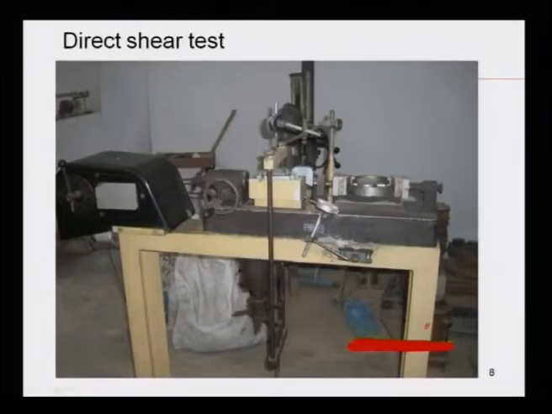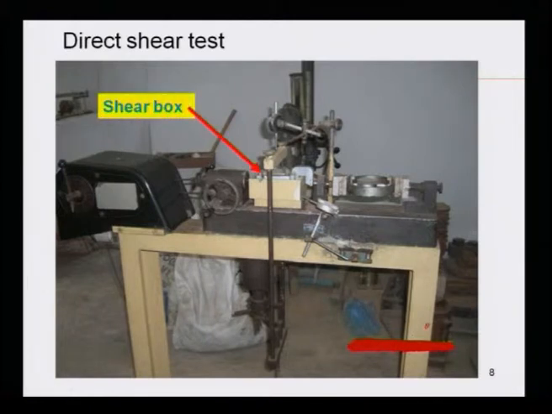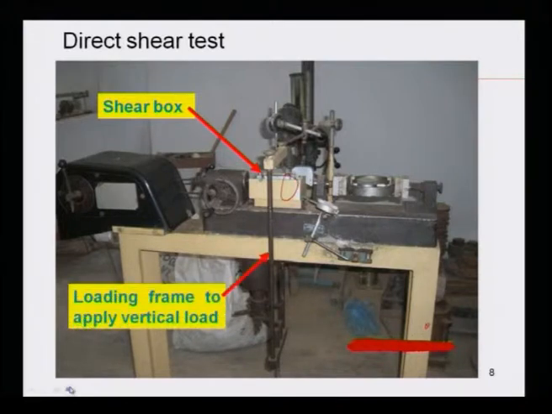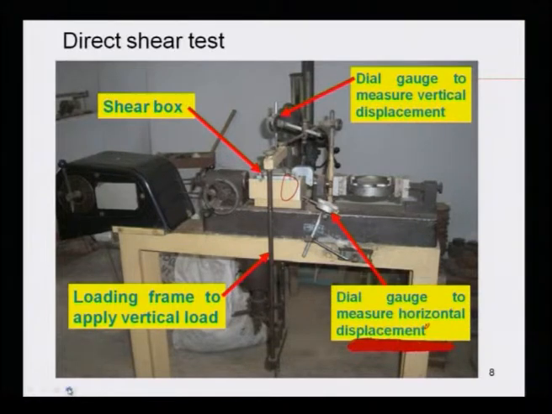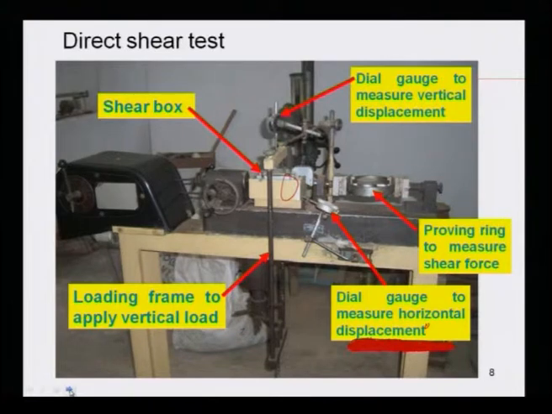In the last lecture we finished the direct shear test procedures and techniques, and how it is conducted in the laboratory. Just to show this once, a slight repeat: this is your shear box, then the loading frame to apply vertical load, a dial gauge to measure vertical displacement, a dial gauge to measure horizontal displacement, and this is your proving ring to measure the shear force applied from here.